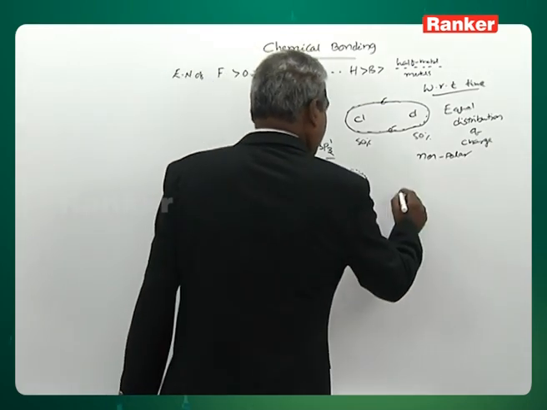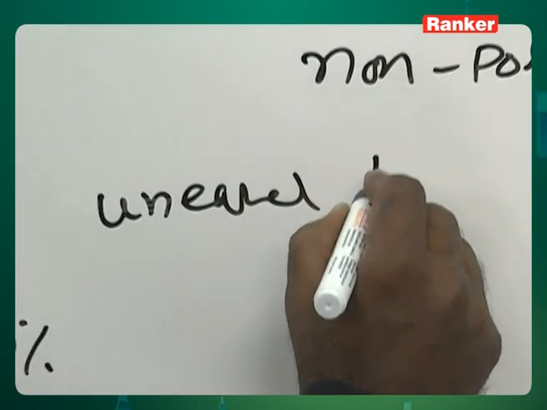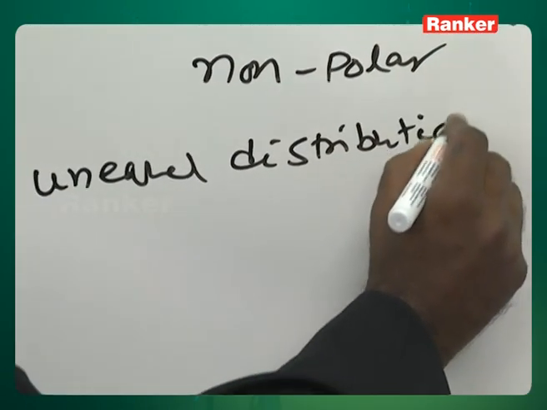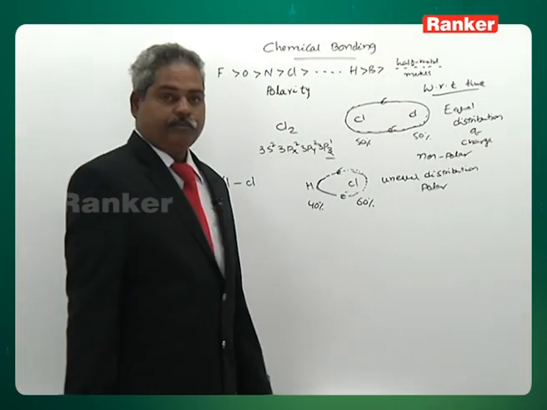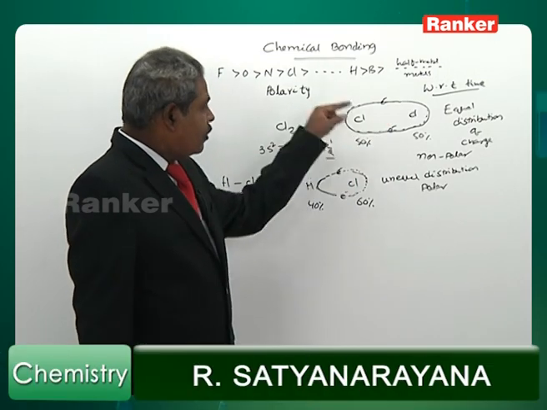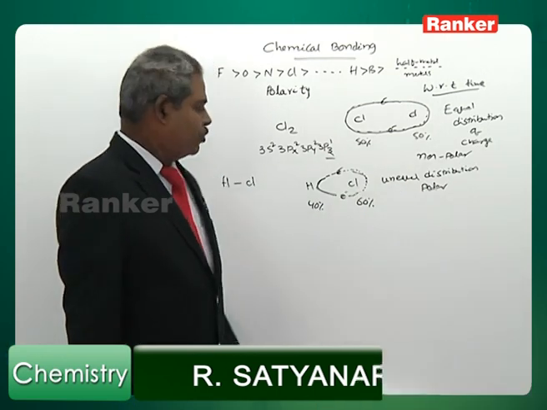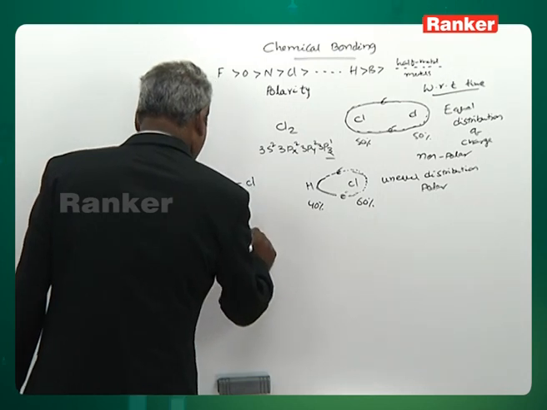Therefore, this is called unequal distribution. This is called polar covalent bond. Polar. This is also a covalent bond. This is also a covalent bond. But that is a non-polar covalent bond, and this is a polar covalent bond. So, and observe HF.